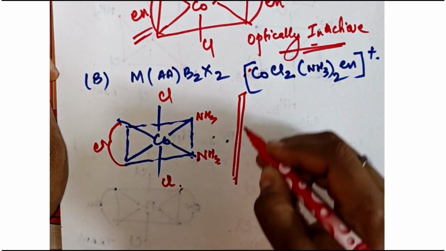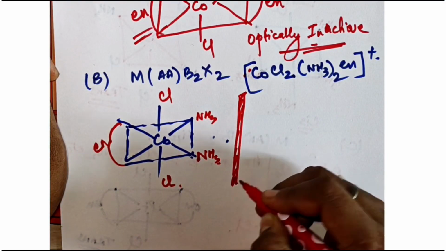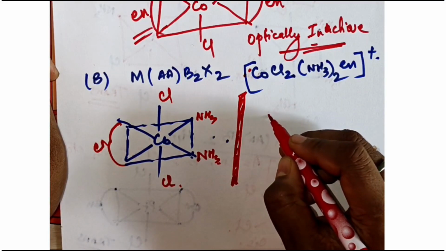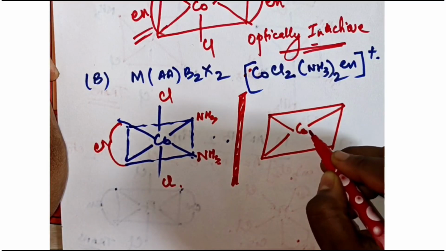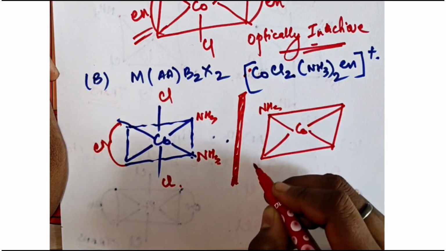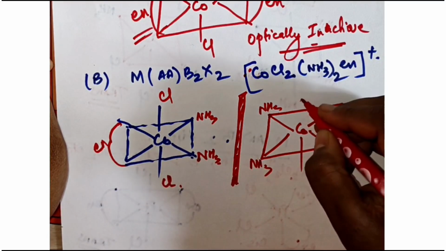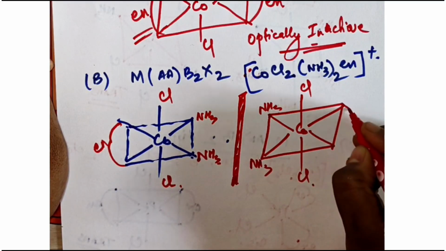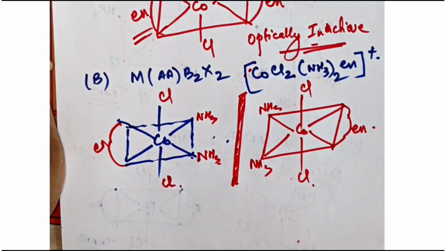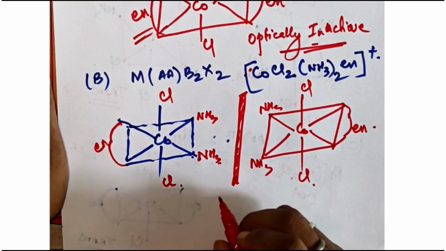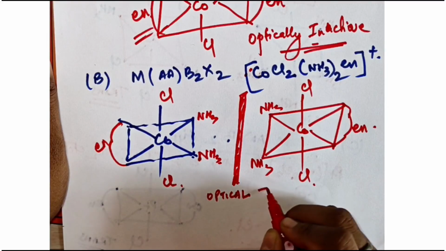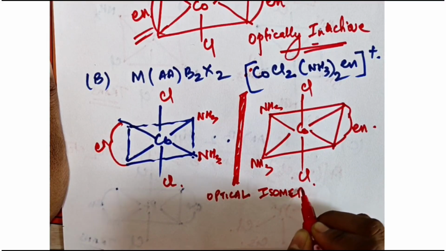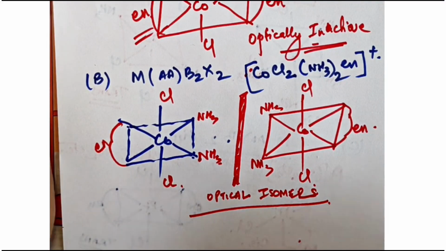So if you draw the mirror image of this, NH3, Cl, and this is your en. See here, this is also showing non-superimposable mirror images. So these are optically active. Optical isomer, optically active. This type also we have done.